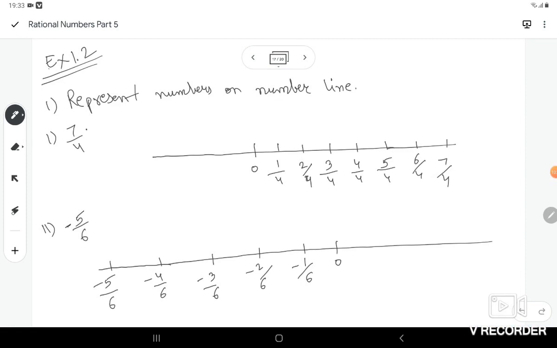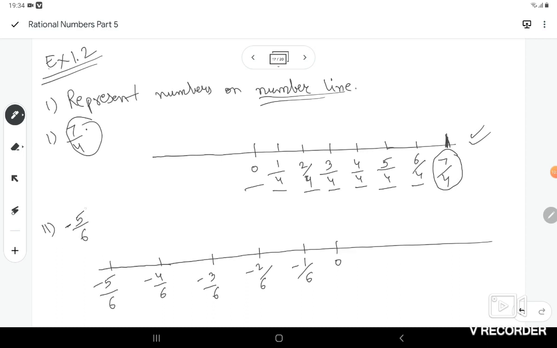Now we are going to discuss the exercise questions, that is Exercise 1.2 of rational numbers. The first question says: represent the number on the number line. The first number is 7 by 4. So 7 by 4 can be represented by dividing the number line with the denominator 4. So we will make the number line as 0, 1 by 4, 2 by 4, 3 by 4, 4 by 4, 5 by 4, 6 by 4 and finally 7 by 4 is represented on the number line.